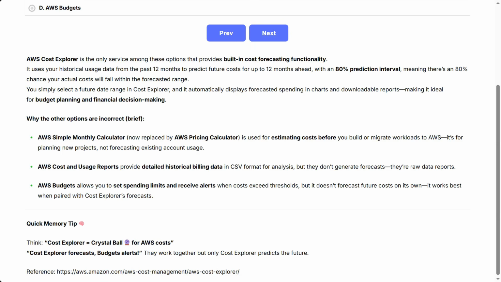They're raw data reports. AWS Budgets allows you to set spending limits and receive alerts when costs exceed thresholds, but it doesn't forecast future costs on its own. It works best when paired with Cost Explorer's forecasts. Quick memory tip. Think, Cost Explorer equals crystal ball for AWS costs. Cost Explorer forecasts, Budgets alerts. They work together, but only Cost Explorer predicts the future.